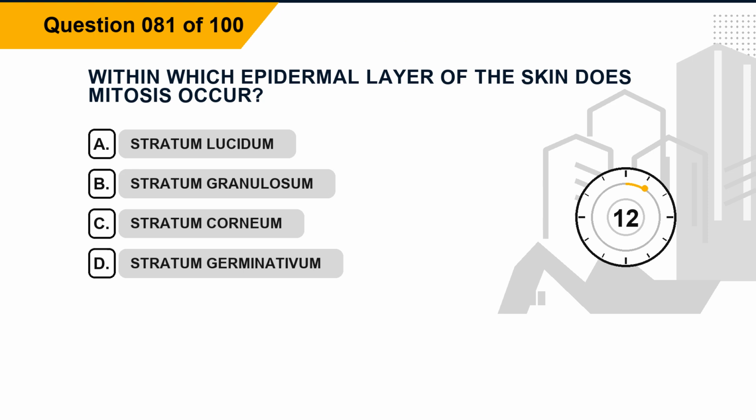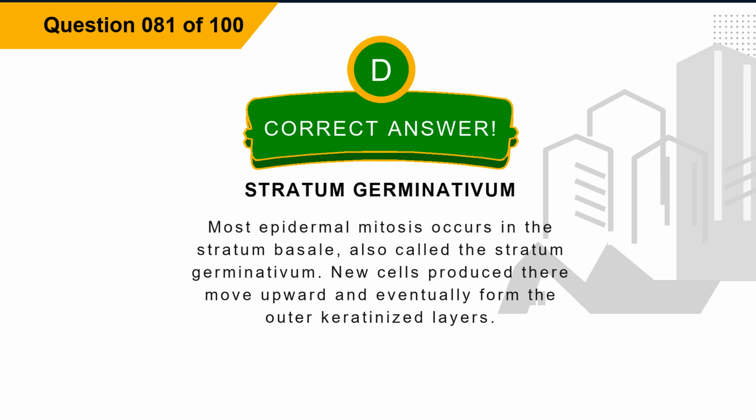Question 81. Within which epidermal layer of the skin does mitosis occur? Option A, stratum lucidum. Option B, stratum granulosum. Option C, stratum corneum. Option D, stratum germinativum. The correct answer is option D, stratum germinativum. Explanation: most epidermal mitosis occurs in the stratum basale, also called the stratum germinativum. New cells produced there move upward and eventually form the outer keratinized layers.